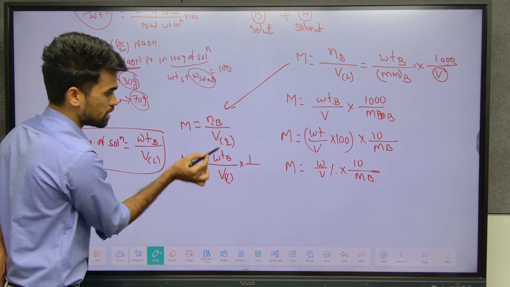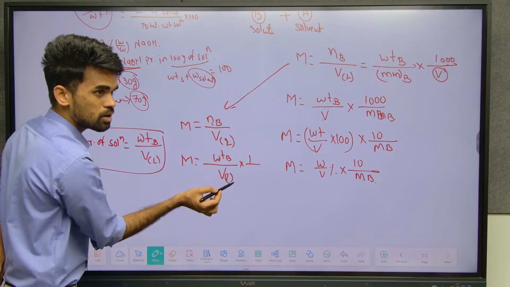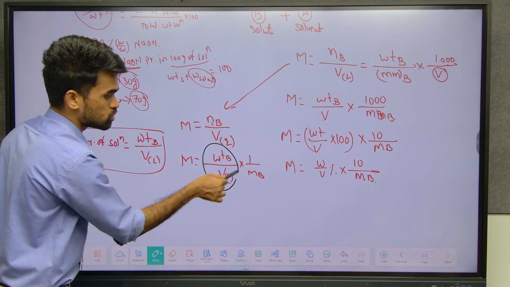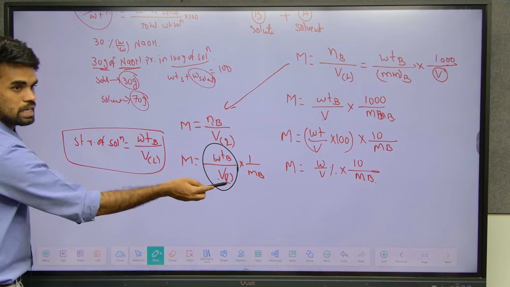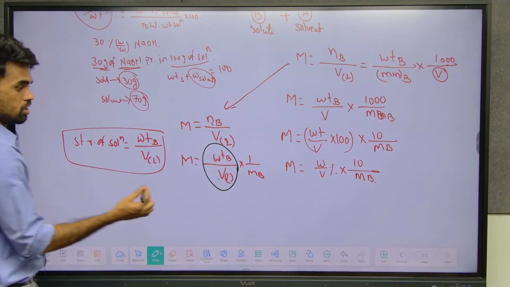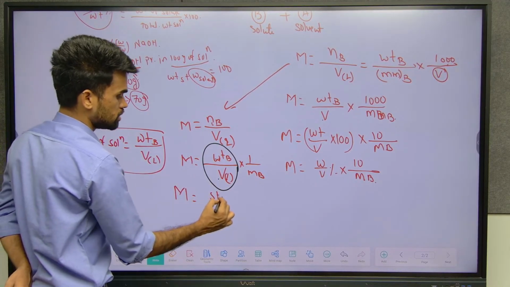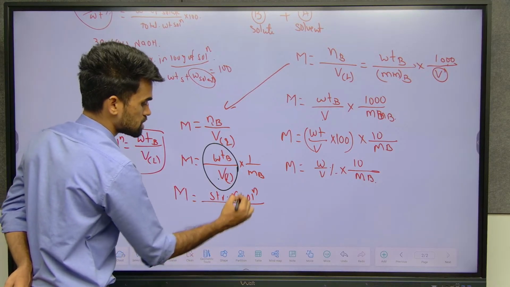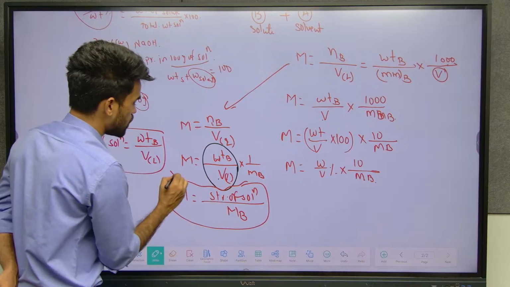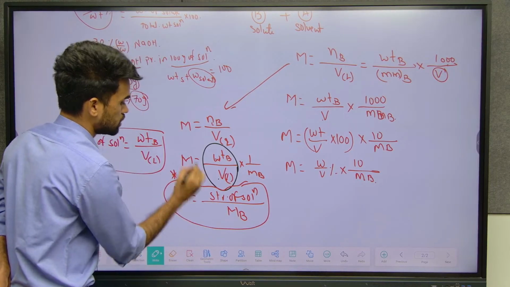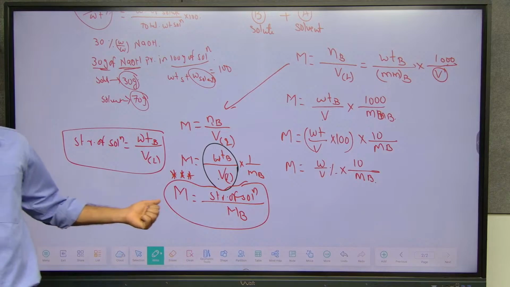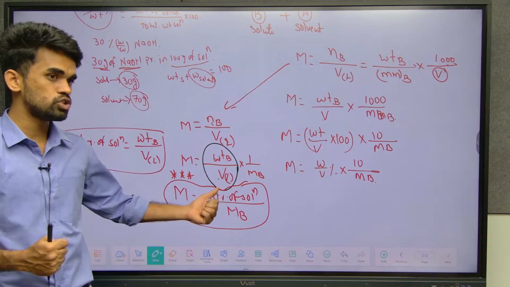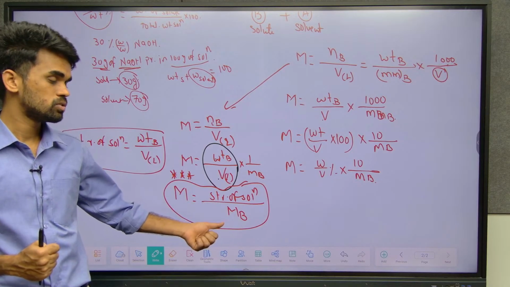Now what can I write? Weight of solute by molar mass of solute. See, weight by volume means weight by volume in liters. So molarity equals strength of solution divided by molar mass of solute. So this is an important relation. We have a question in EAPCET. Molarity equals strength of solution by molar mass of solute.